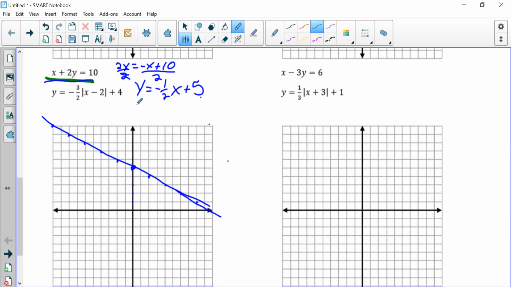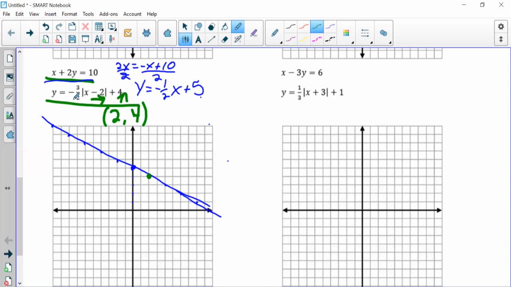All right, next, graph our absolute value. First, let's find our vertex. This says go right 2. This says go up 4. So my vertex is at 2, 4. So let's graph that. Ooh, hey, we intercept. That's great.